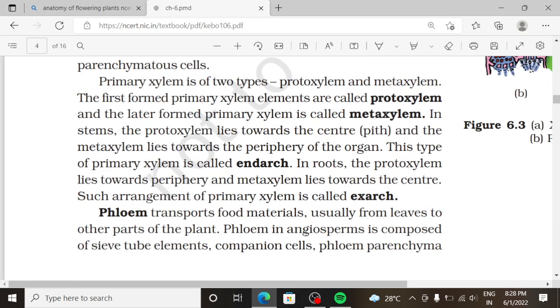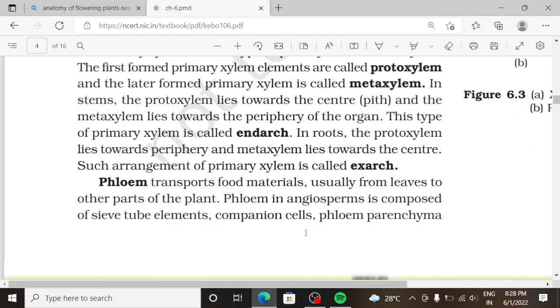Primary xylem is of 2 types, protoxylem and metaxylem. The first formed primary xylem elements are called protoxylem and the later formed primary xylem is called metaxylem. In stems, the protoxylem lies towards the center, pith, and the metaxylem lies towards the periphery of the organ. This type of primary xylem is called endarch. In roots, the protoxylem lies towards the periphery and metaxylem lies towards the center. Such arrangement of primary xylem is called exarch.